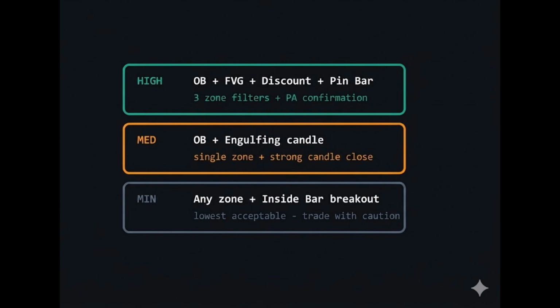The confirmation hierarchy. Not all confirmation candles are equal. The highest probability setup is a pin bar that forms at the confluence of an OB and an FVG in the discount zone. That is 3 SMC filters aligning before a single PA trigger. The medium probability setup is an engulfing at a standalone OB in a neutral zone. The lowest acceptable setup, still tradable, is an inside bar breakout at any valid SMC zone with clear liquidity above. Below that threshold, no trade.